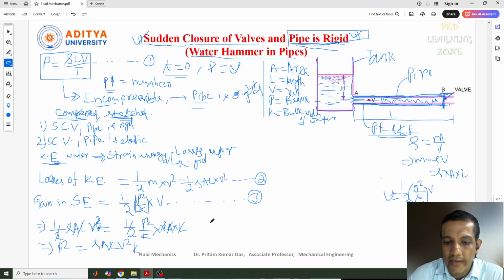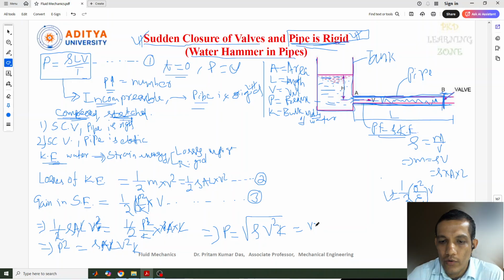Now finally, let me write this final equation here. P square equals this, so P equals root over of rho, A cancelled already, L cancelled already, rho into V square into K. This is the pressure term. Now let us take the V square term outside, so we can write P equal to V into root over of rho into K.